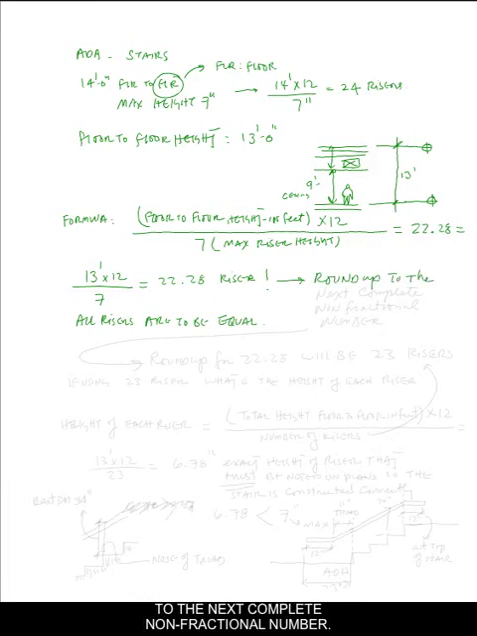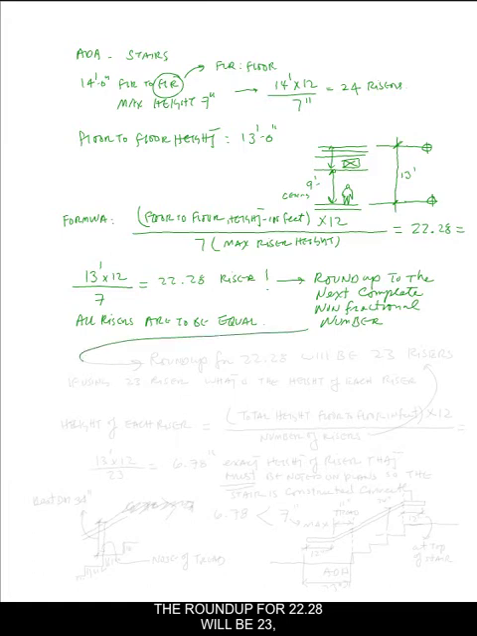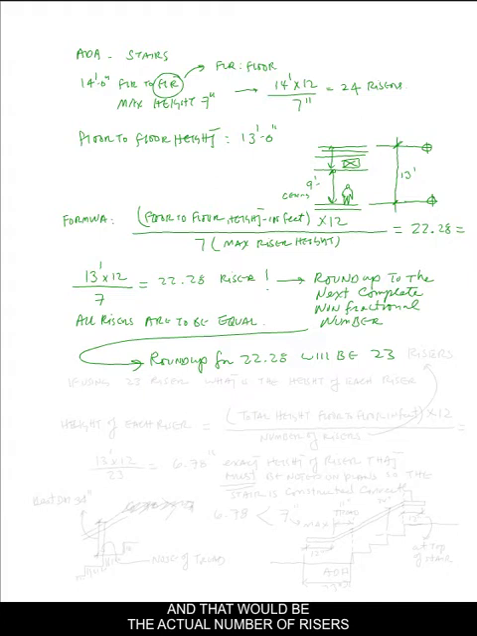to the next complete, non-fractional number. So in this case, the roundup for 22.28 will be 23, and that would be the actual number of risers that you're going to use for the set of stairs.